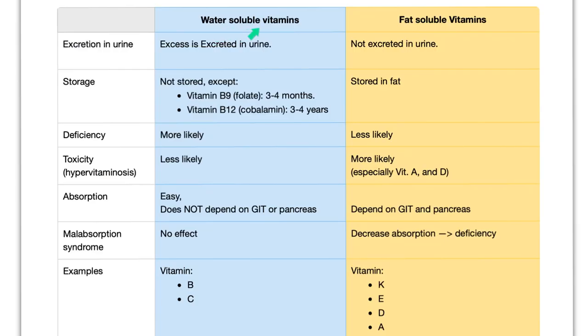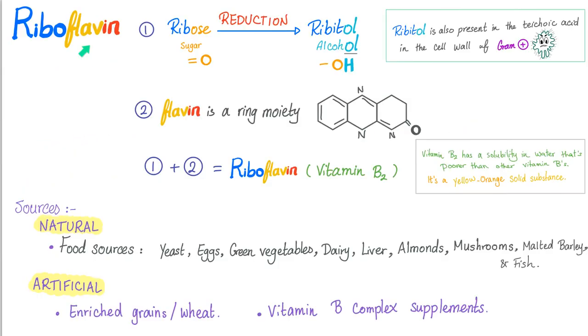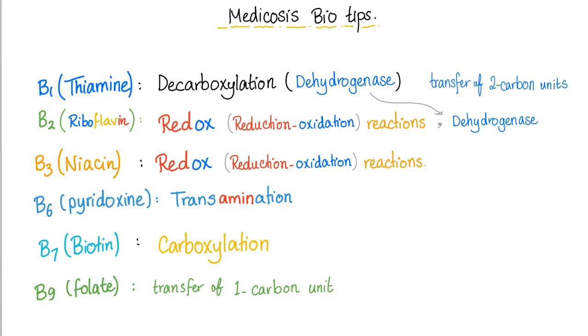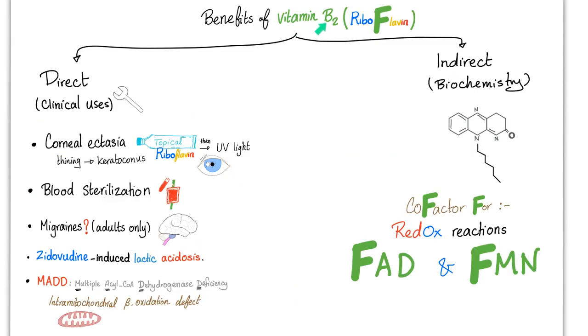Vitamin B2 is water-soluble, although its solubility is slightly lower than other vitamin Bs. Look at this cutie. Riboflavin, we get it from ribose and flavin, and you get riboflavin or vitamin B2, and the sources, we talked about them in the previous video. Today's video will involve the function, redox reactions, reduction oxidation reactions, including the dehydrogenase enzymes. The benefits of vitamin B2 are numerous. We've talked about these in the previous video. Today's video is FAD and FMN, redox reactions.